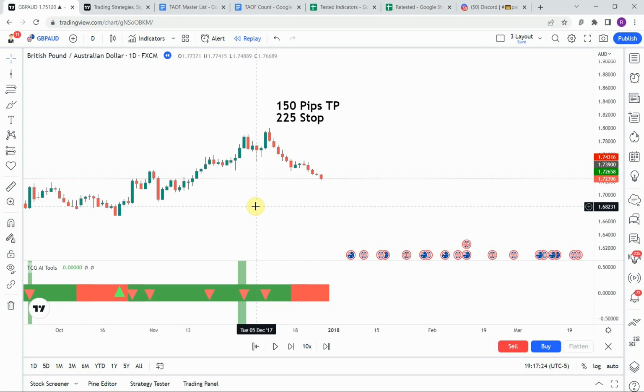Today, we will be testing the TCG AI Tools Indicator.